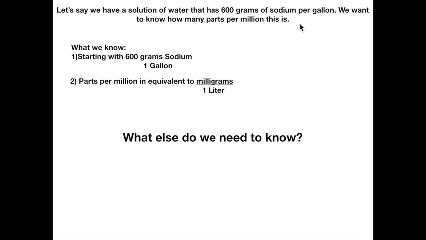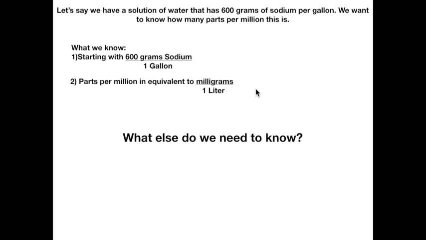So what do we know? We know, starting with a conversion factor that was given to us, 600 grams of sodium per 1 gallon of solution. That was in our problem. They set that up for us. And you might know this, might not know this off the top of your head, but we know that parts per million is equivalent to milligrams per 1 liter. And that's true because there are 1 million milligrams in 1 liter. So if we know how many milligrams of something is in a liter, we know that there's that many parts per million.